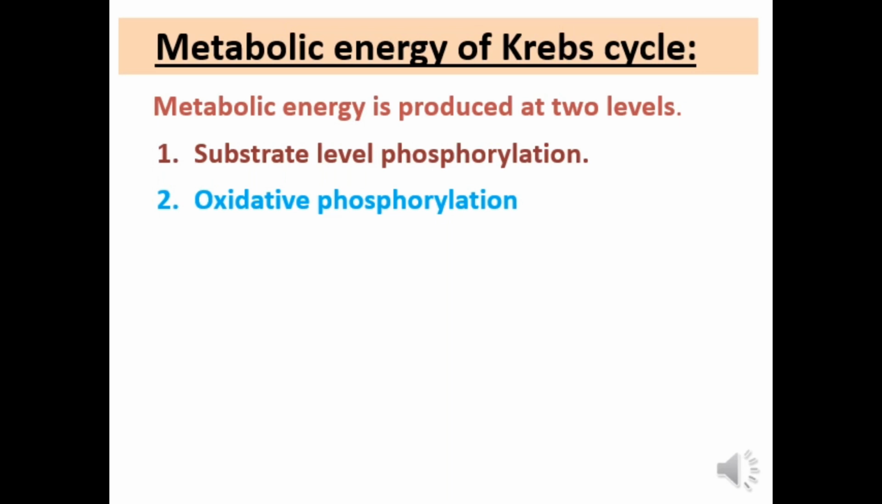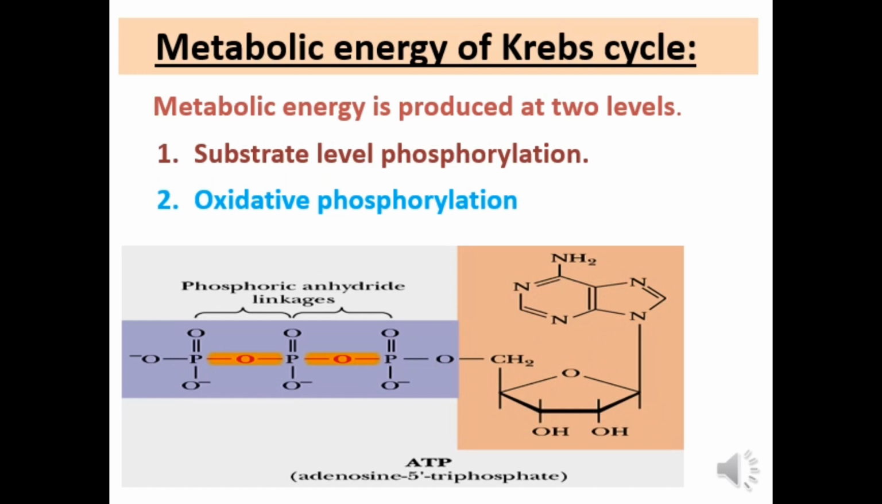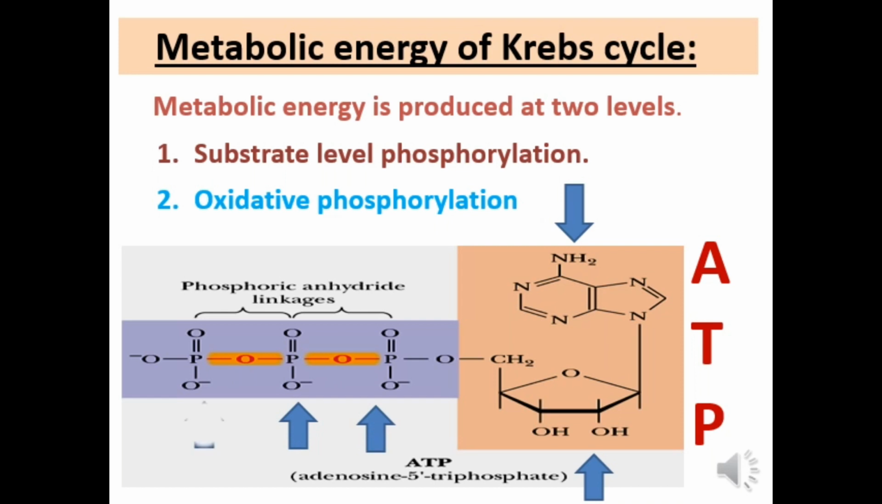This figure shows the structure of ATP. As we know, ATP refers to adenosine triphosphate. It consists of adenine base and ribose sugar. Both form adenosine. When this adenosine combines with one phosphate group, it's known as adenosine monophosphate. When it combines with two phosphate groups, it's known as adenosine diphosphate. When it combines with three phosphate groups, it's known as adenosine triphosphate, and this is the currency of energy.